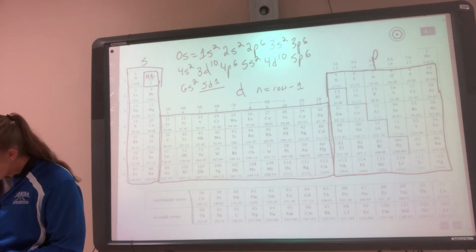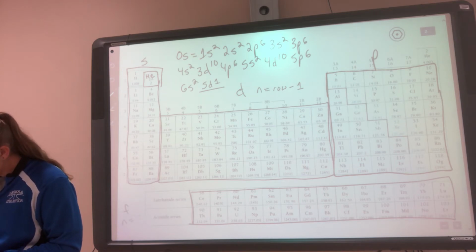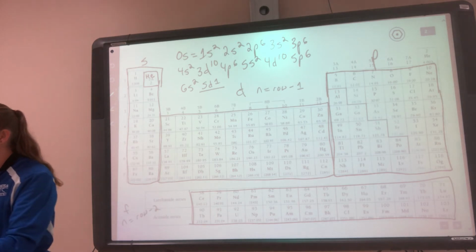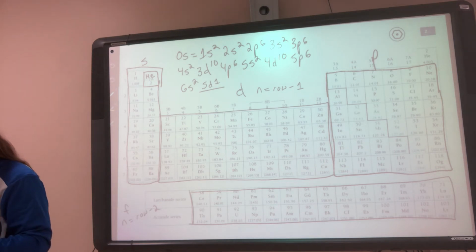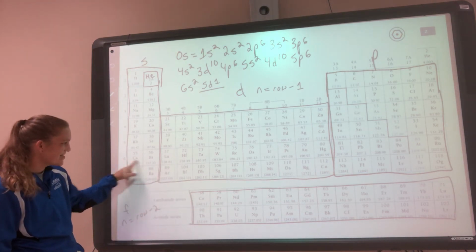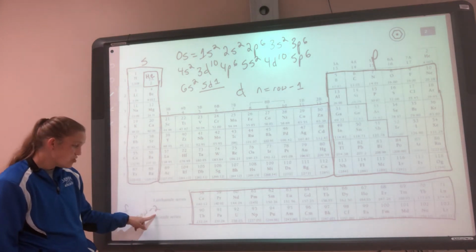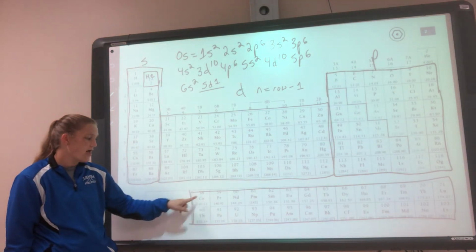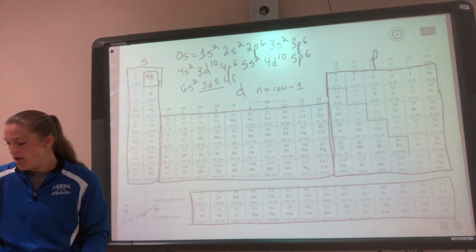So remember, this whole section was my F block. And remember, for F, n is equal to the row minus 2. So n is equal to the row minus 2. All right, so we are at here. And so this guy goes right here. So if it's row 6, and this is kind of like the number 6, then 6 minus 2 is 4, so this is the 4F. So he's a 4F. So then we write 4F.